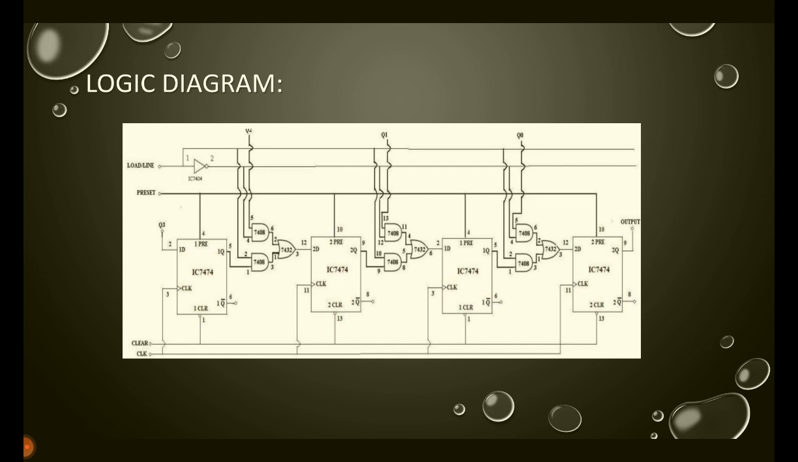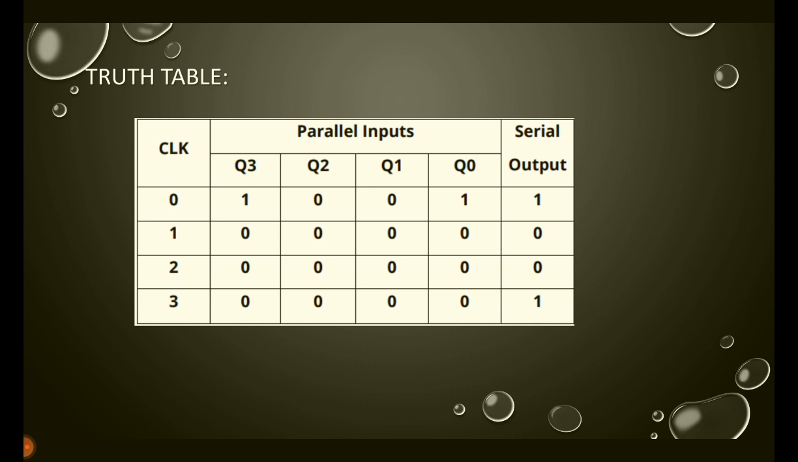Here we used 4 JK flip-flops, and here we have load and line input, and we have here one input, and here we use clock pulse, and here also we have only one output. Truth table. So here we have clock pulse, 4 inputs and 1 serial output.